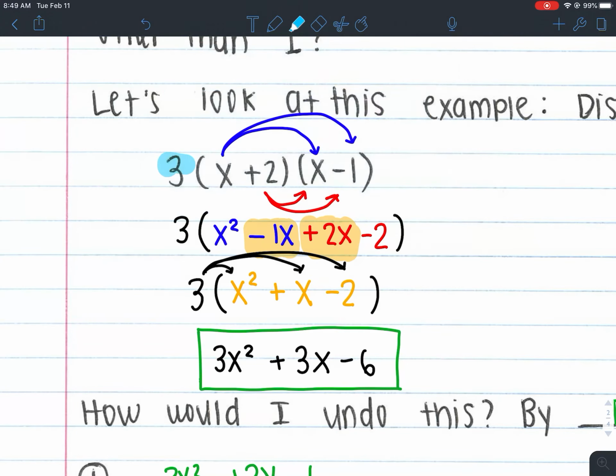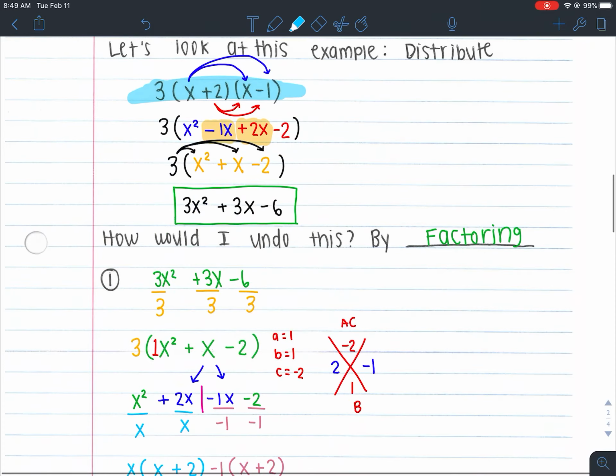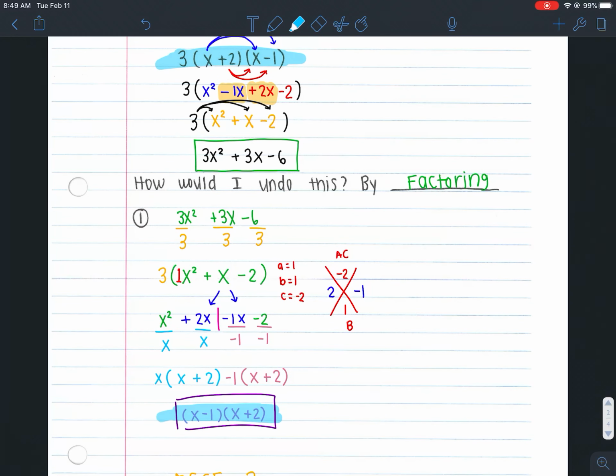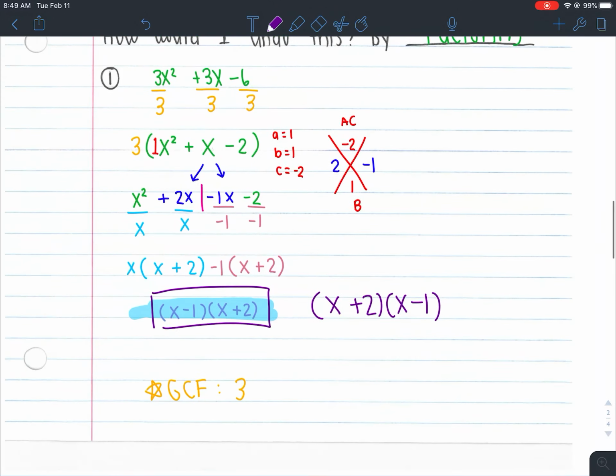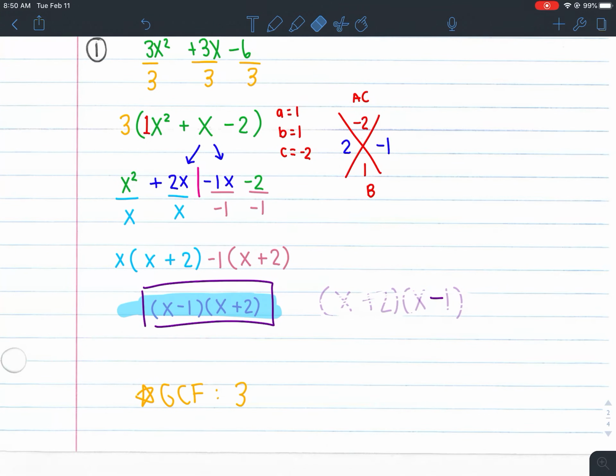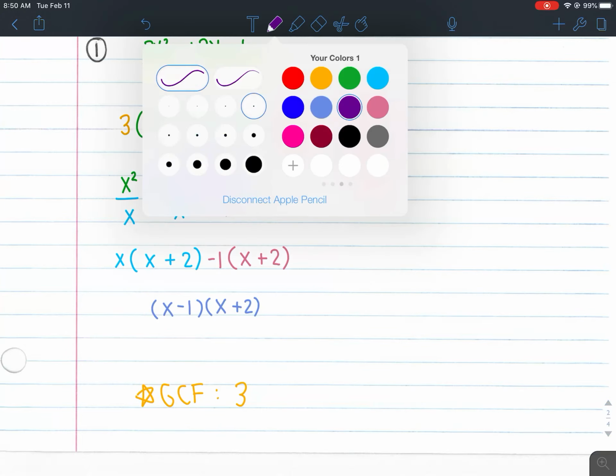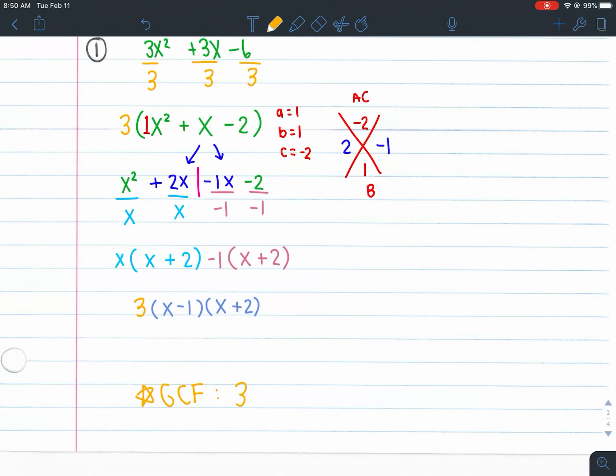So let's look at that. I'm going to highlight this, and then I'm going to highlight our answer. What's the difference? Well, it looks basically the same, right? Because that's the same thing as x plus 2, x minus 1. It looks exactly the same, but what are we missing? We're missing this 3 here. Well, where do you think that 3 came into play? That 3 is the thing that we took out at the very beginning. So that's why we don't want to forget about it, because it's a crucial part of our final answer.